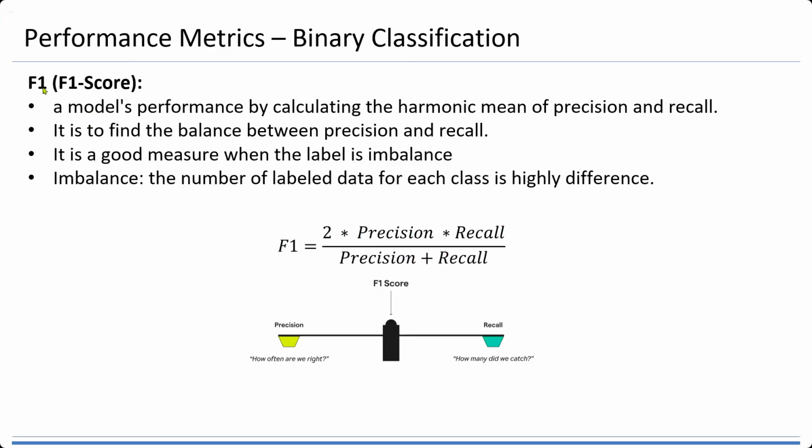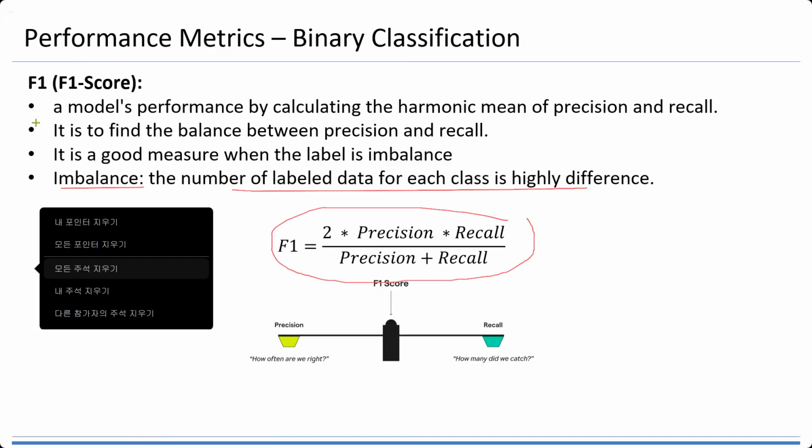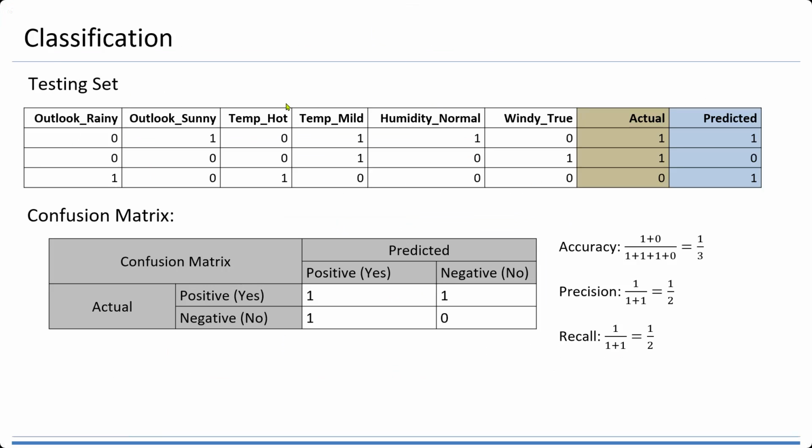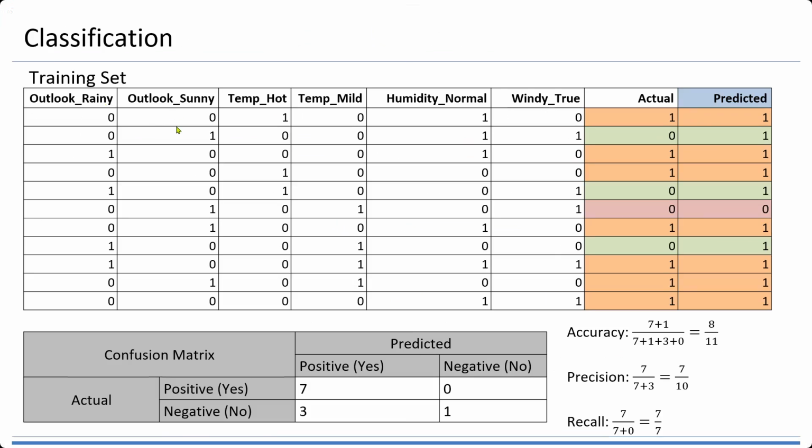We also look at the F1 score. It is used to measure imbalanced data, where the number of labeled data for each class should be balanced. If it is imbalanced, then we need to consider using the F1 score. There's also another measure, which is MCC, the Matthews Correlation Coefficient. We look at the testing set and the training set, and we learn how to calculate the accuracy, the precision, and recall.